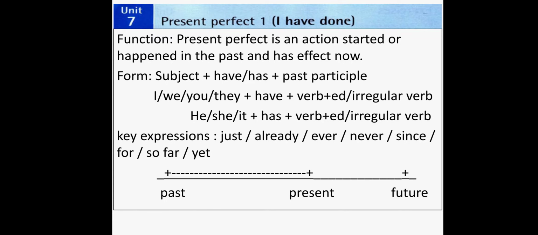Welcome to English Grammar 1, Unit 7, Present Perfect. Have plus past participle.